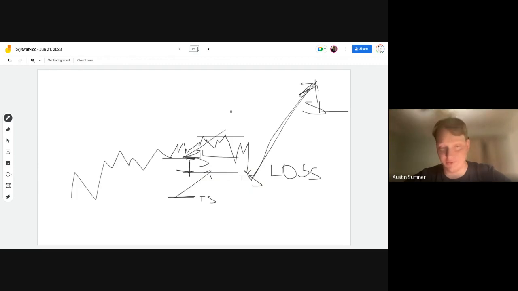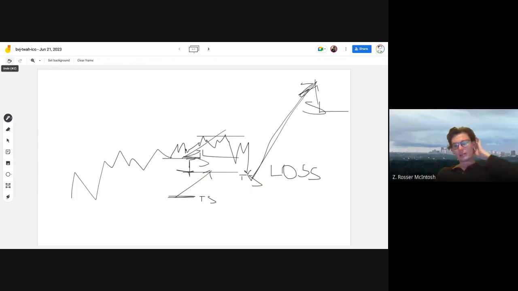Yeah, cancel the trailing stop and put in a sell limit. Now, you can also move a stop, not a trailing stop, but a normal stop. Once you've gone some way in your favor, you can move a normal stop to your break-even point.